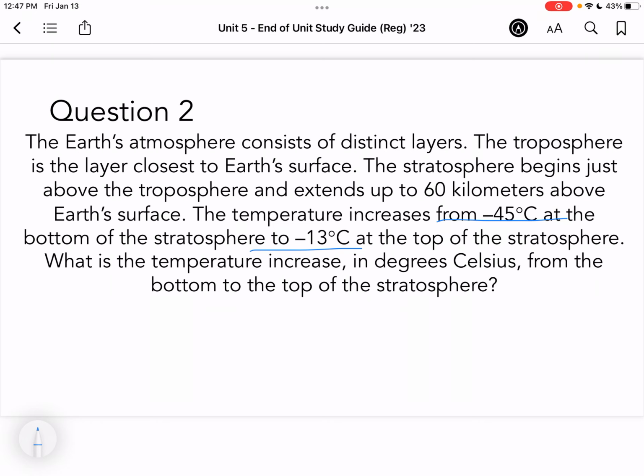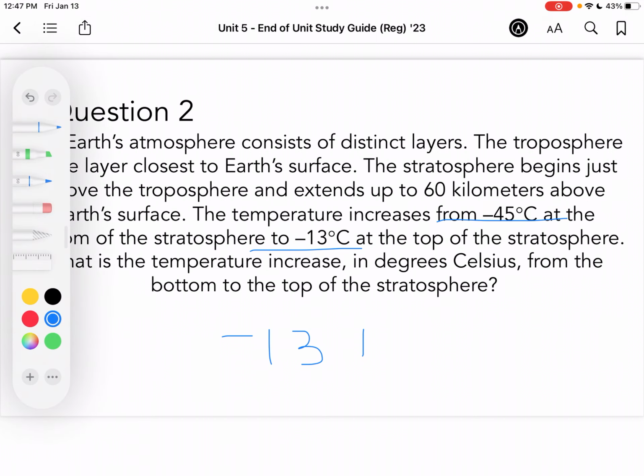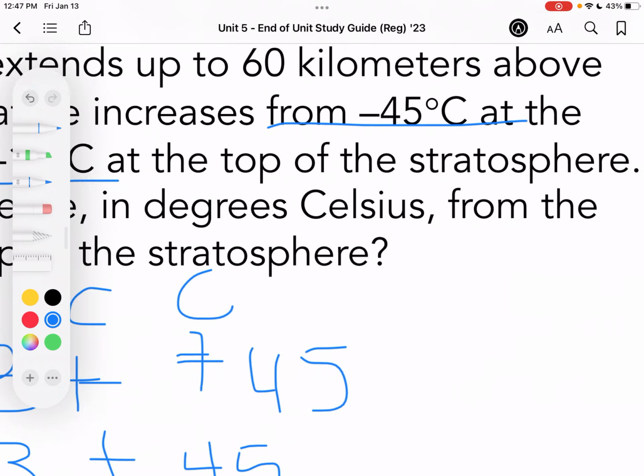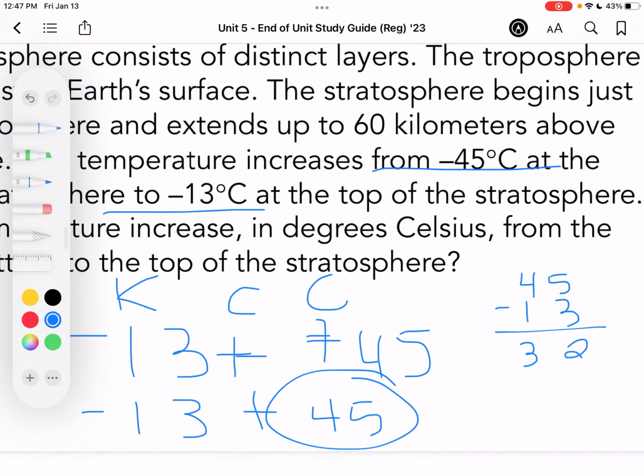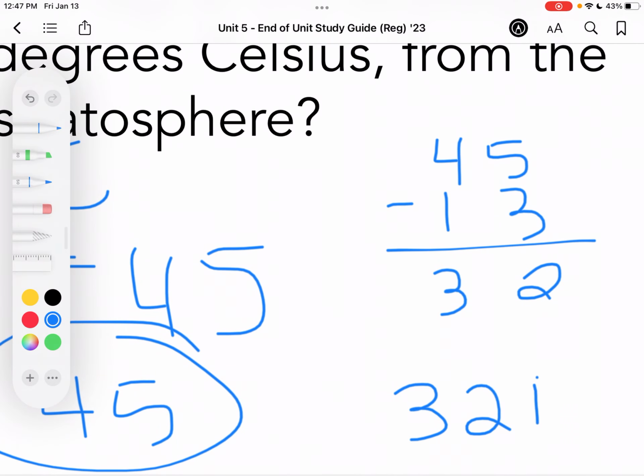So I have negative 13 degrees minus a negative 45 degrees because I want to find the difference. I want to see what it was at the end and what it is at the beginning, and I want to subtract them. So I'm going to keep change, change. I'm going to change to addition and change the sign of the second number. So I have negative 13 plus 45. When my signs are different, I'm going to subtract. So 45 minus 13. I get 32 degrees, and there's going to be more positives than negatives, so it's going to increase by 32 degrees.